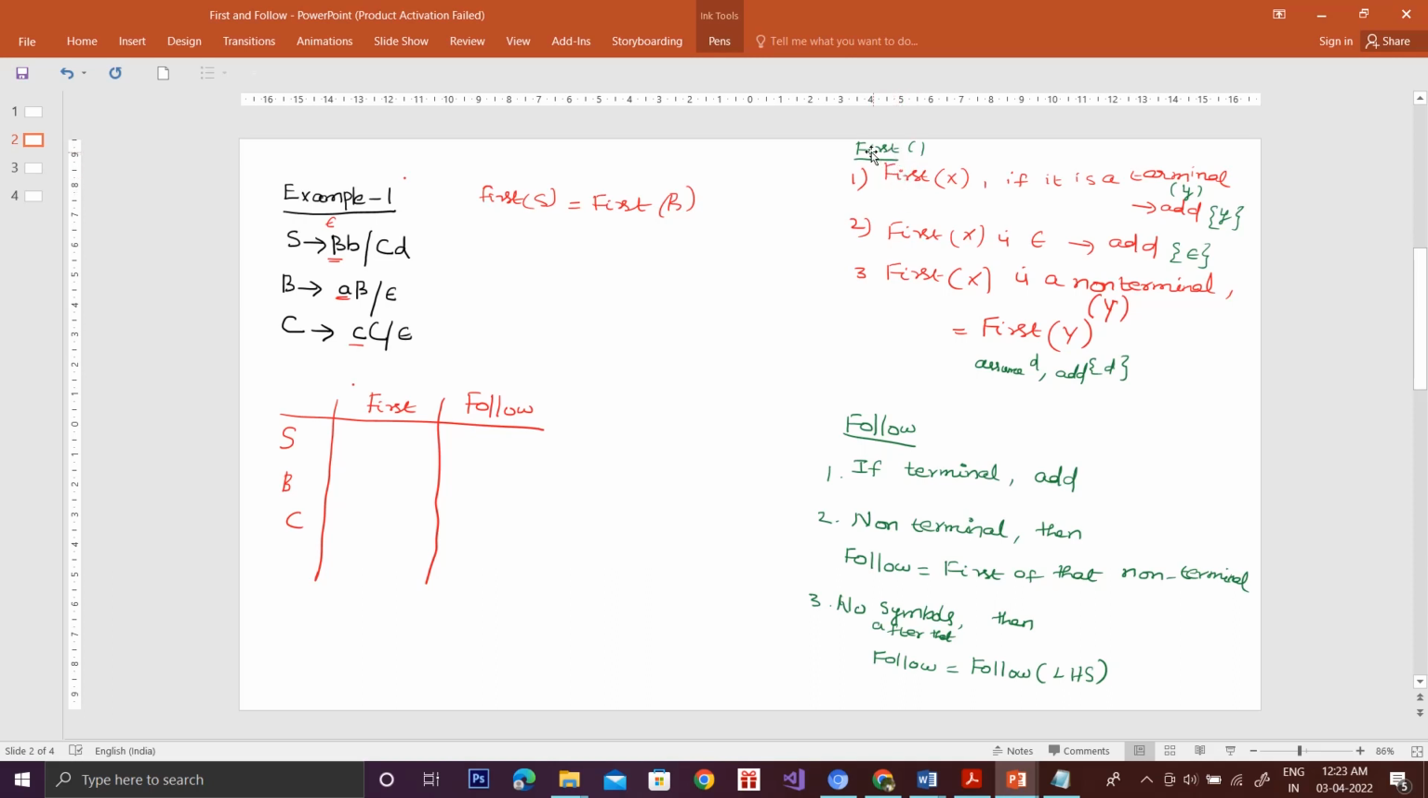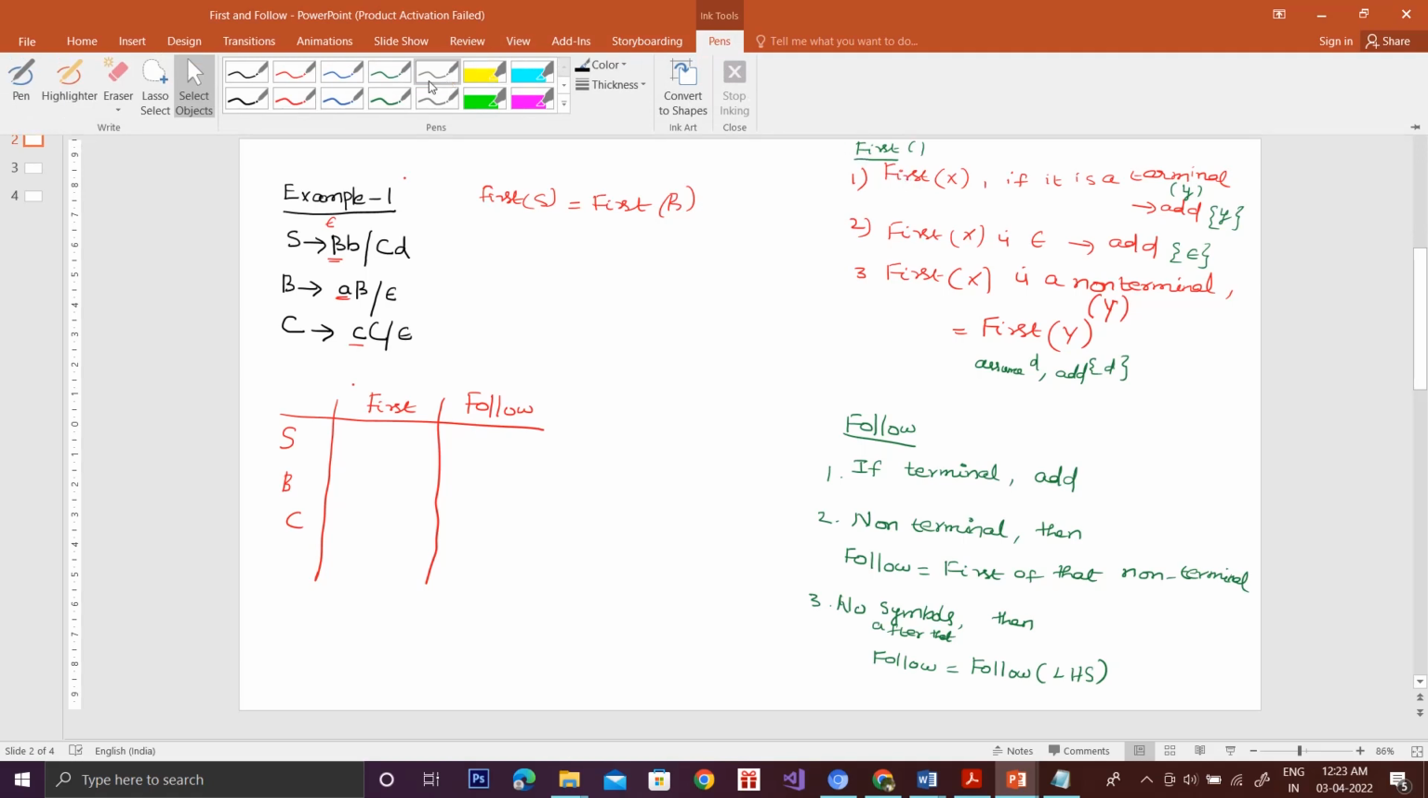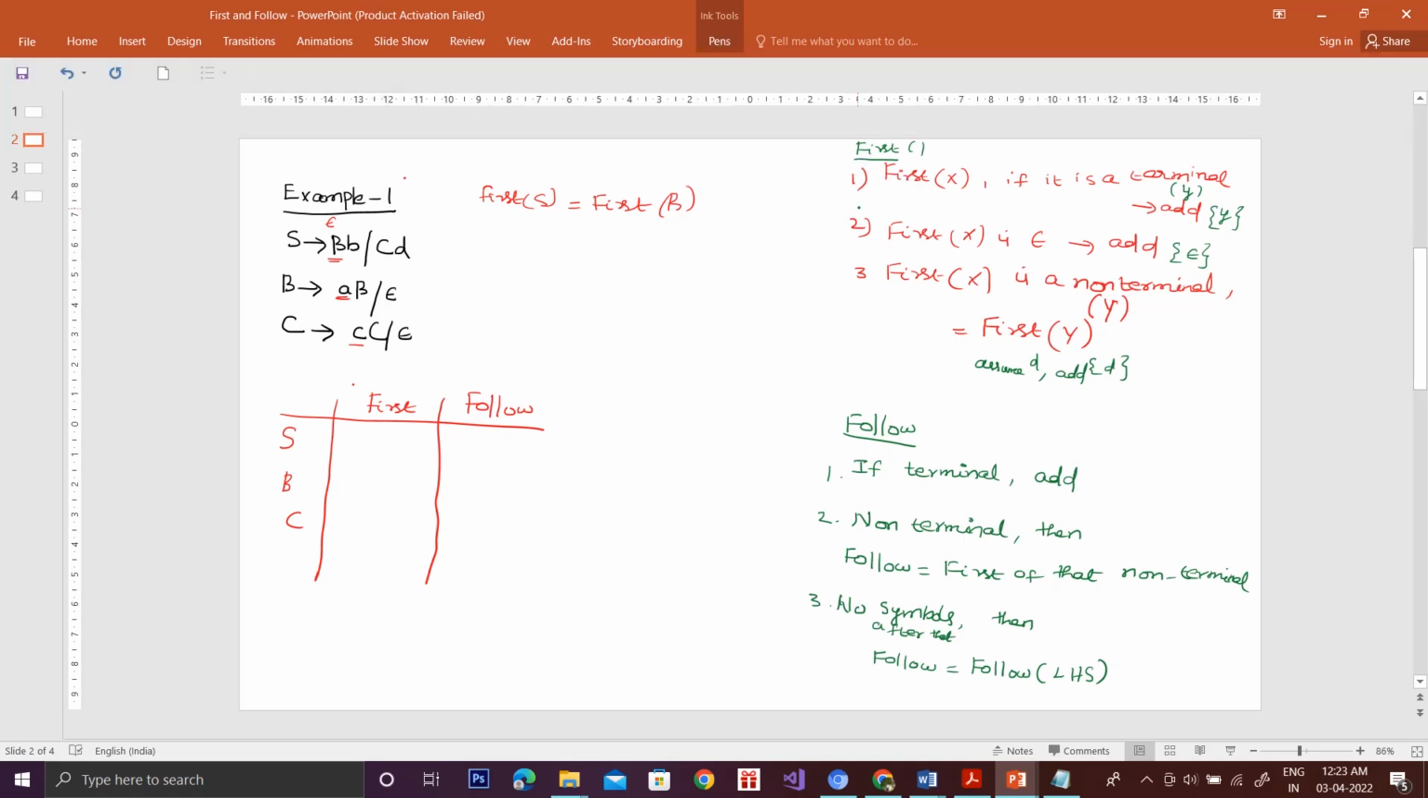Remember these three rules for calculating first. The first condition: when you find first of X, if it is a terminal, then add that terminal itself. Suppose first of X is small y, a terminal, then add y. If first of X is epsilon, then add epsilon in first of X.